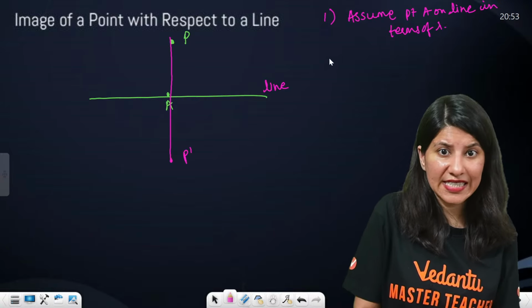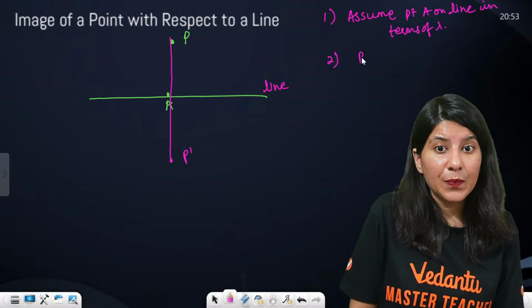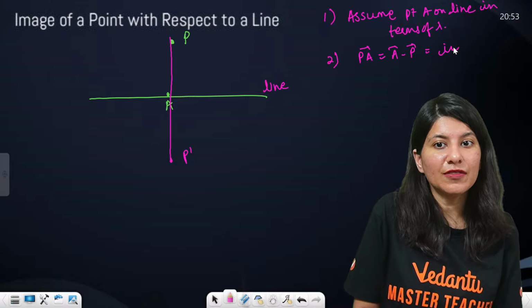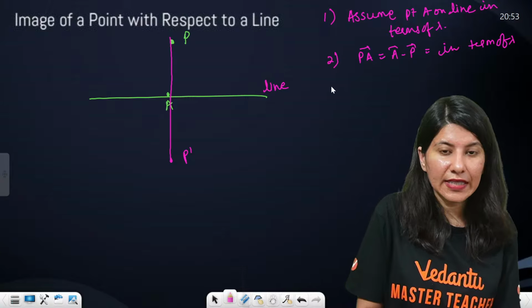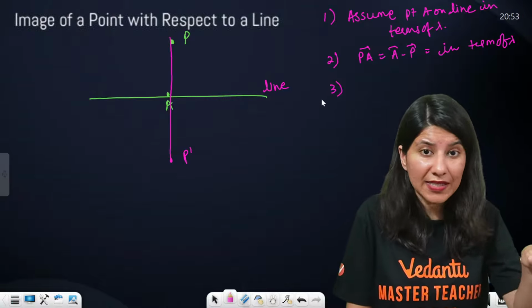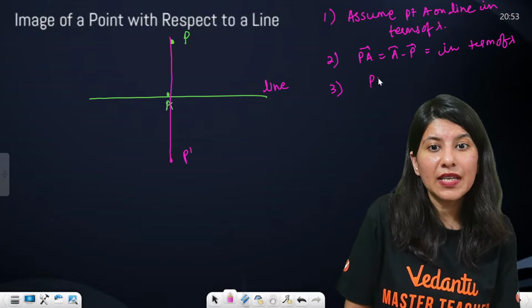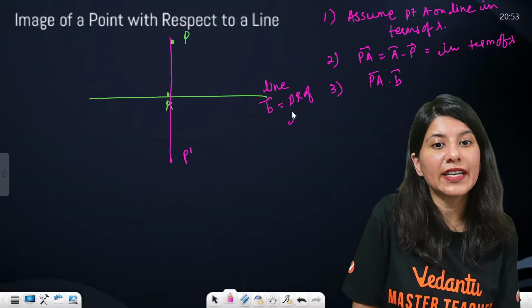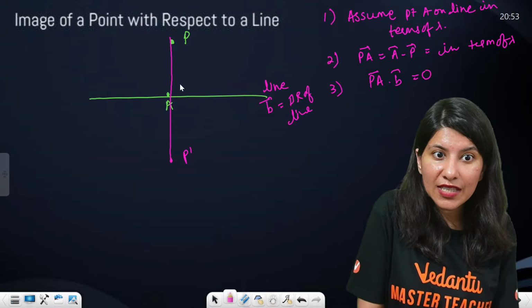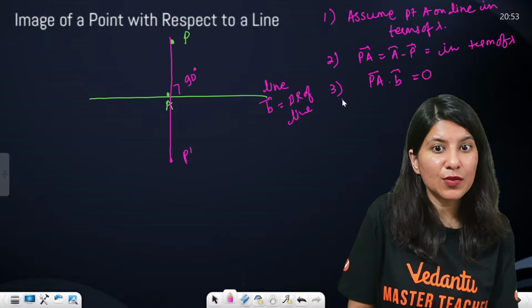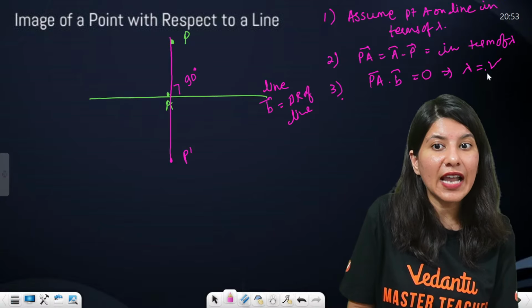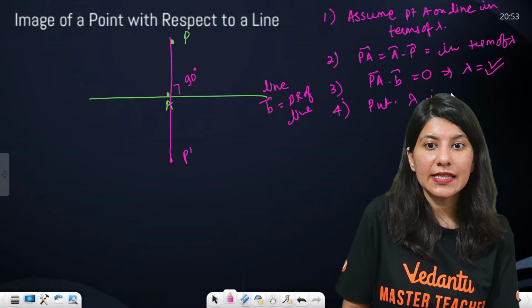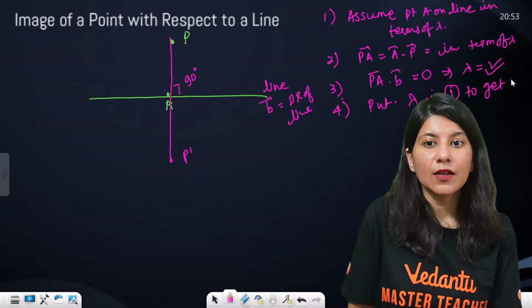Second step, PA vector, calculate PA vector, which is A minus P vector in terms of lambda, correct. Third step, same similar steps, I'm copy pasting, nothing new. Now PA vector dot B vector, B vector will be direction ratio of line which is given to you, is equals to 0. Now you will get the value of lambda from the third step. Fourth step is put lambda in step number 1 to get A coordinates.